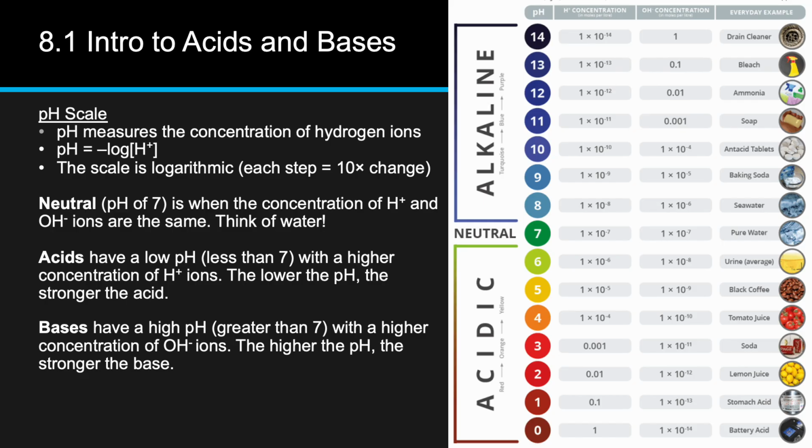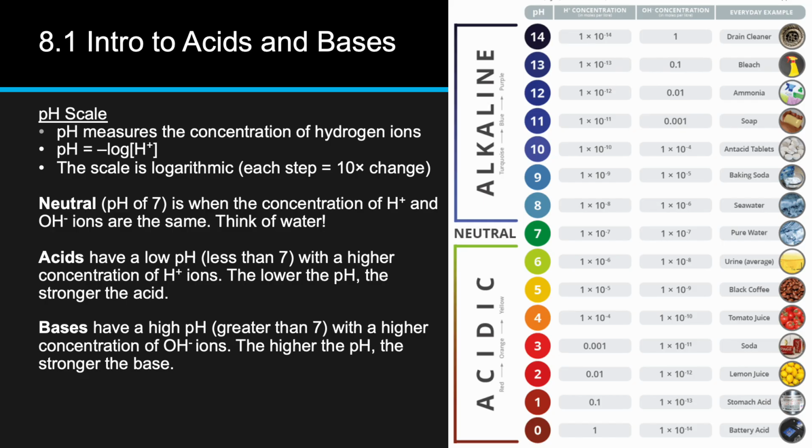Then we go looking at acids and bases on the pH scale. Acids are going to have a lower pH, less than 7, with a higher concentration of H plus ions. Remember, the lower the pH, the stronger the acid. So if we're looking at 2 acids, one with a pH of 5 and one with a pH of 1, that pH of 1 is going to be a lot stronger of an acid.